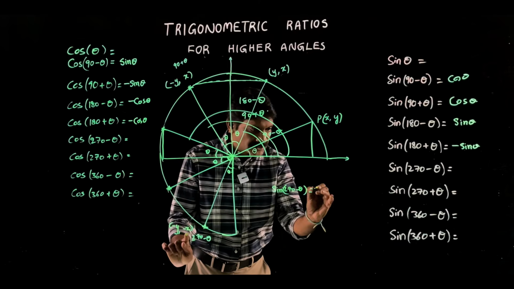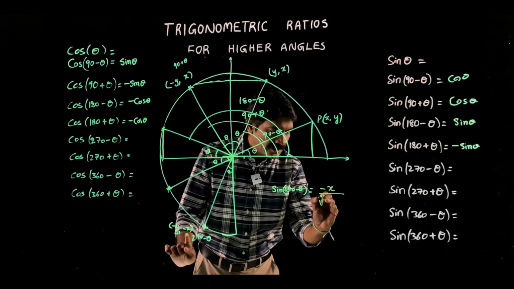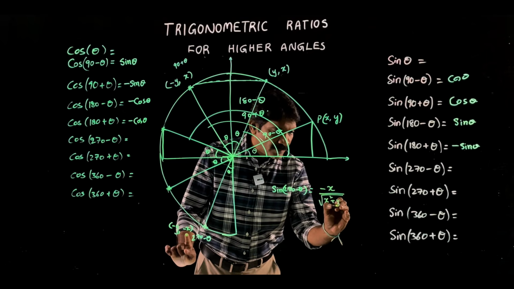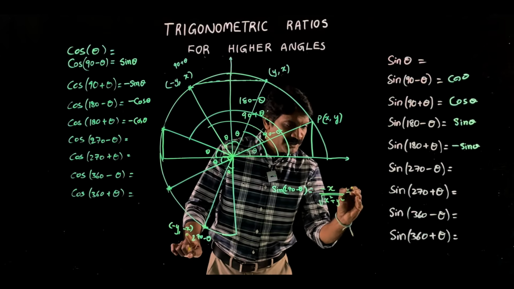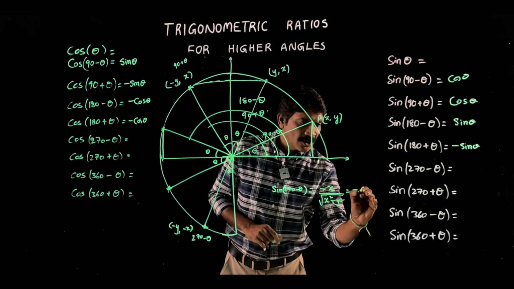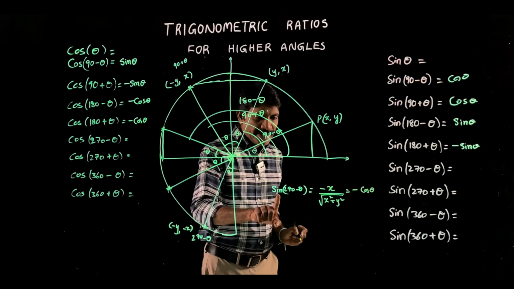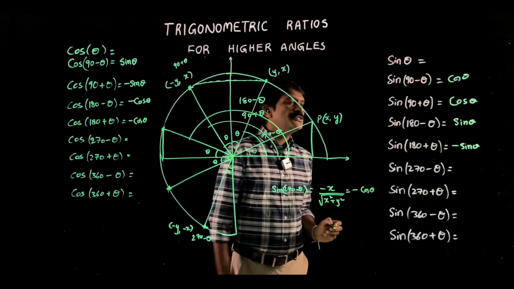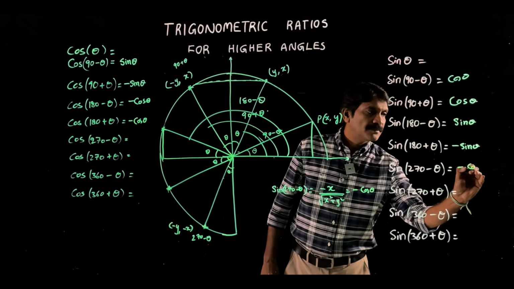Sine value is always the second coordinate by under root x square plus y square. We know that x by root x square plus y square is cos theta. So sine of 270 minus theta is minus cos theta.